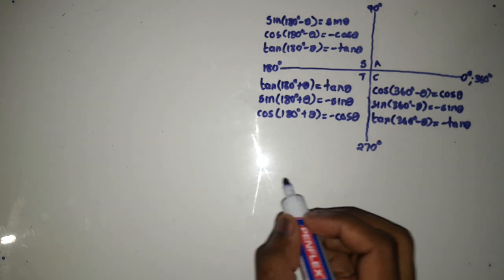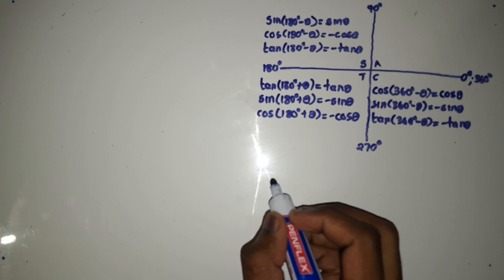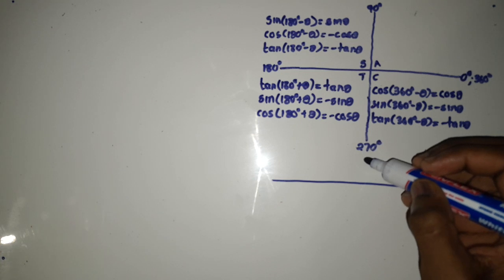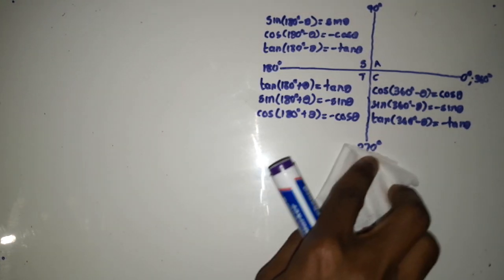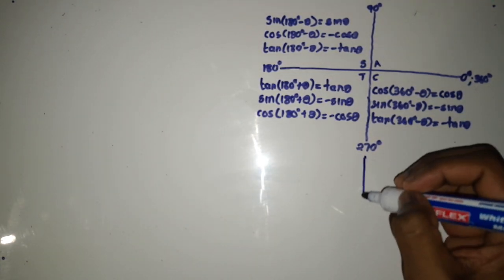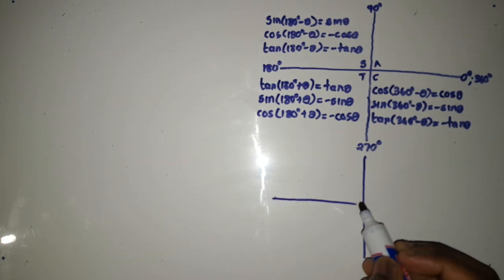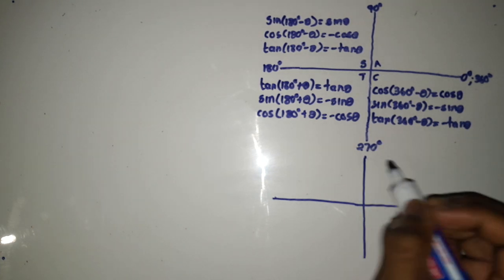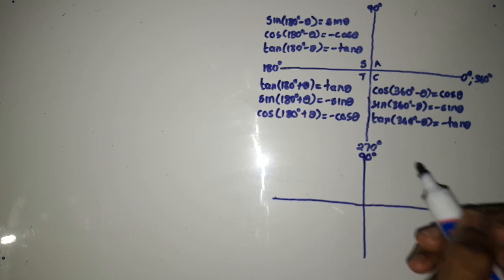Now let us consider our cofunctions now. Let me just erase a bit to create some space. For our reduction formulas, we are going to get a situation like this now. Don't forget, we have 90 somewhere here. We have 90 degrees over there.